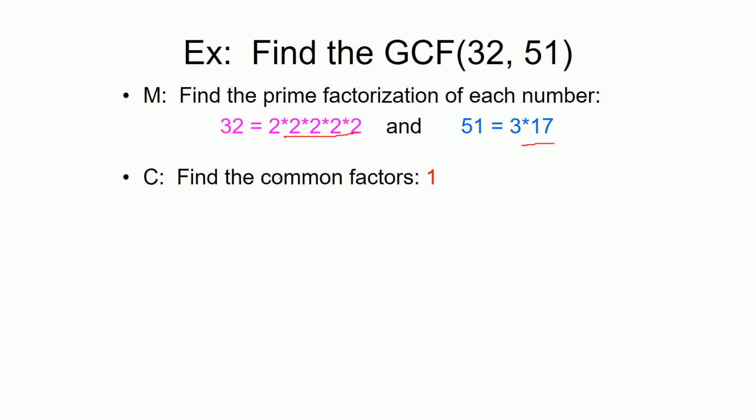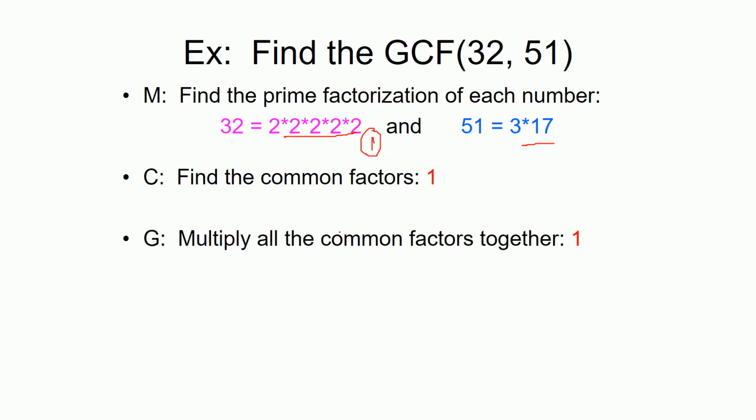Now find the common factors. What is the common factor between them? There is no common factor. There is nothing common, so only 1 is common. So we multiply all the factors which are common together, which is only 1. So we have GCM, or GCF, you should say. Sometimes they call it GCD also, greatest common divisor. So these both are the same. GCF and GCD are the same.